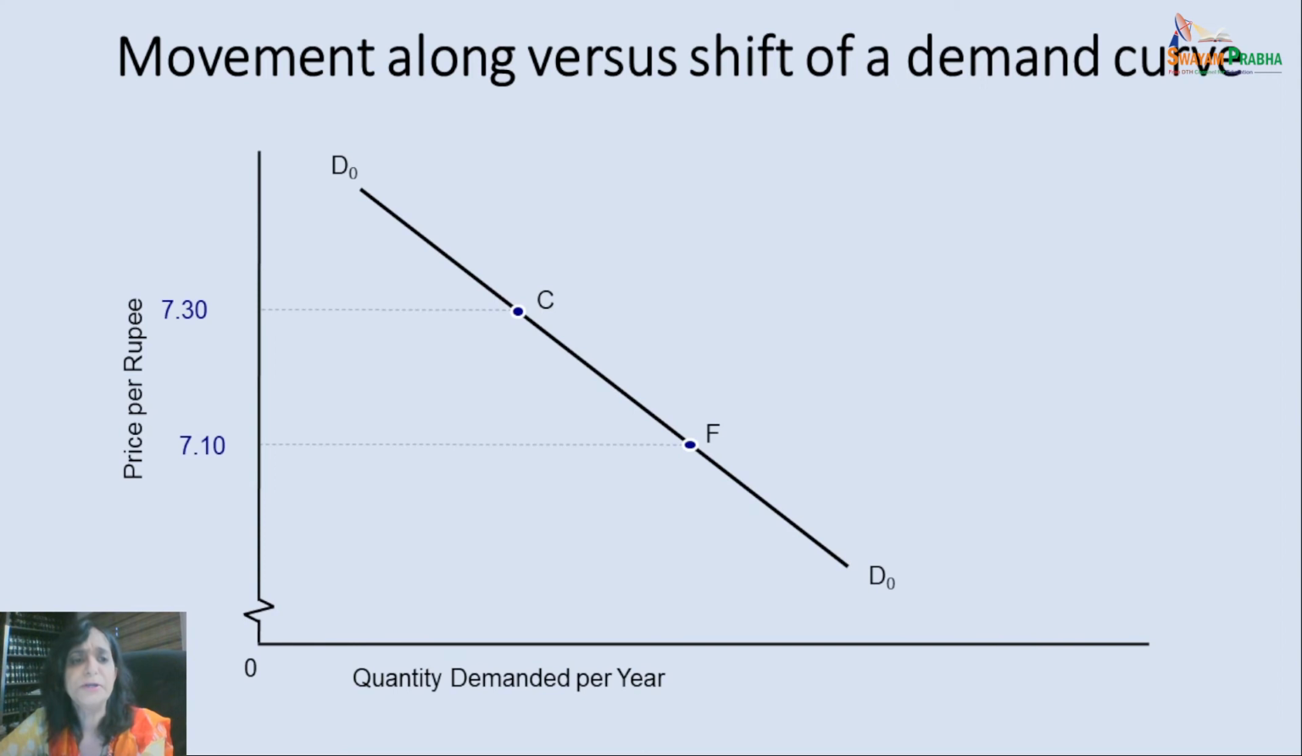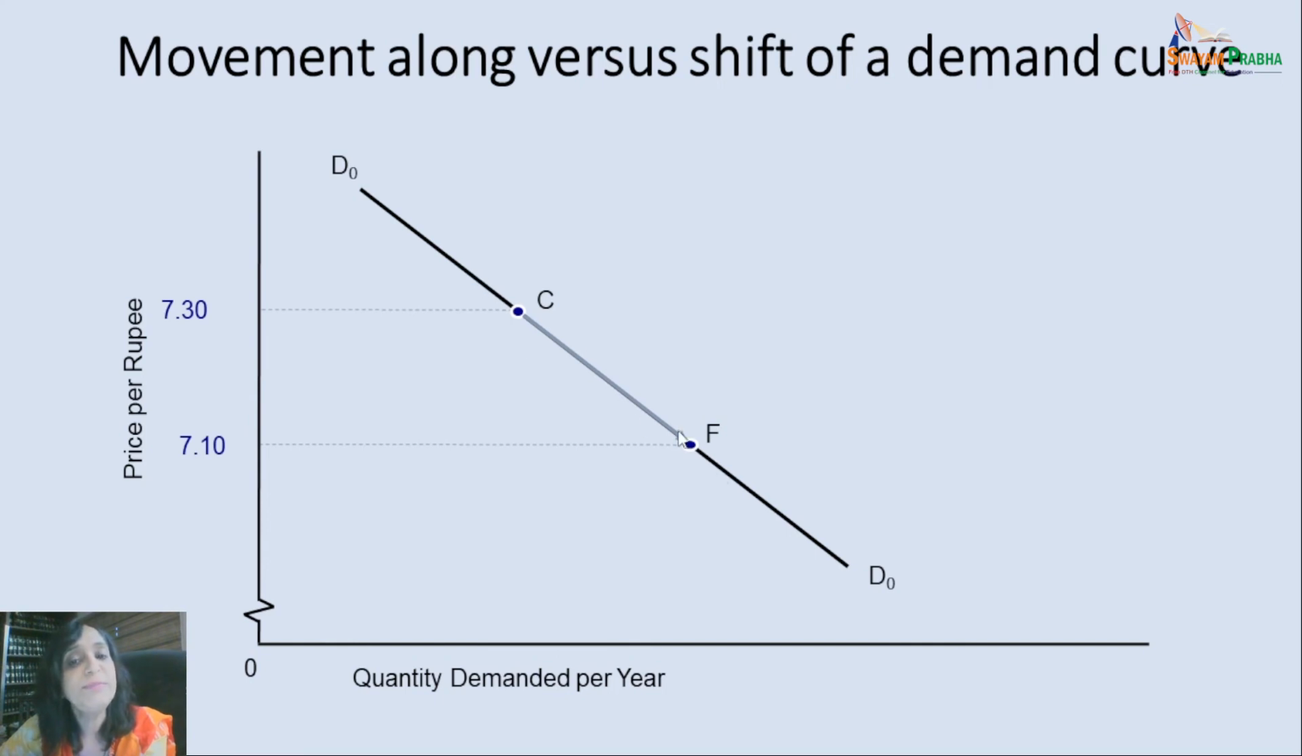This is your demand curve. So you see these 2 points C and F. Let us say price is 7 rupees 10 paisa. So this is point F. You are buying a certain demand of this good. Price, let us say, goes up from 7 rupees 10 paisa to 7 rupees 30 paisa. You move from point F to point C, and the quantity demanded is lesser. This is called the movement along the curve.